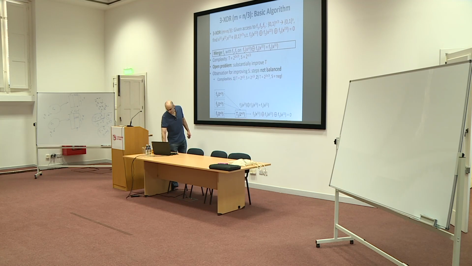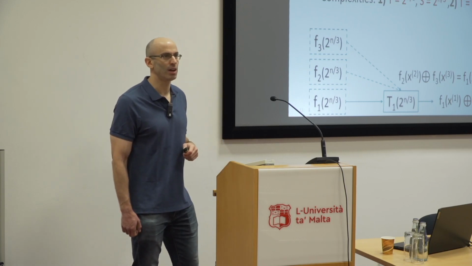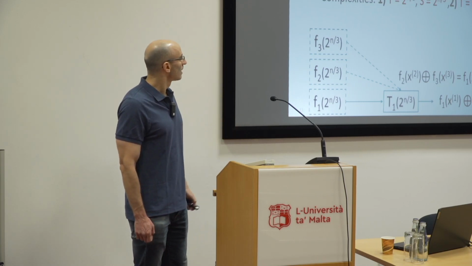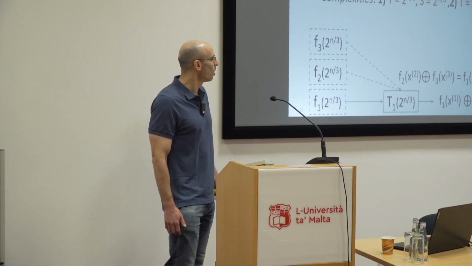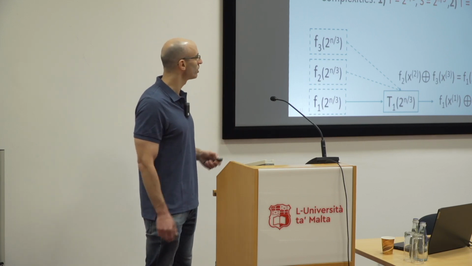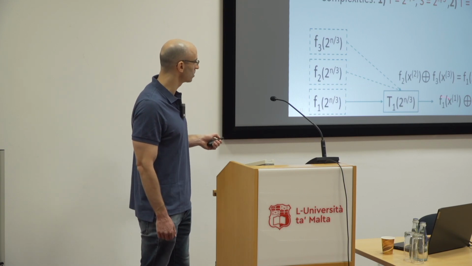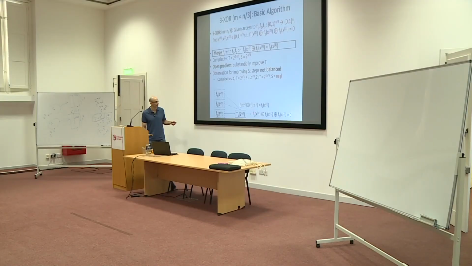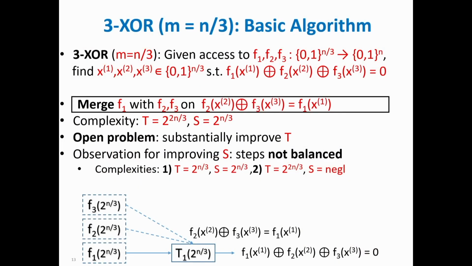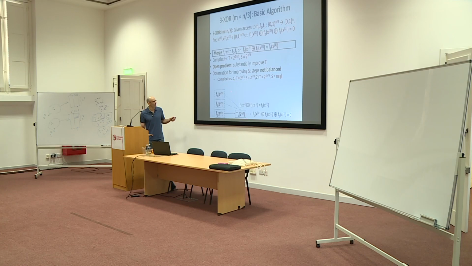It's an open problem to improve T, and we can actually improve S substantially. So why can we improve S? The main intuition is to look into these two steps of the algorithm. The first step builds the table T1, and the second step iterates over the domains of f2 and f3. We can see that the steps are not balanced. Why? Because building T1 has time complexity 2 to the n over 3, and space complexity 2 to the n over 3.